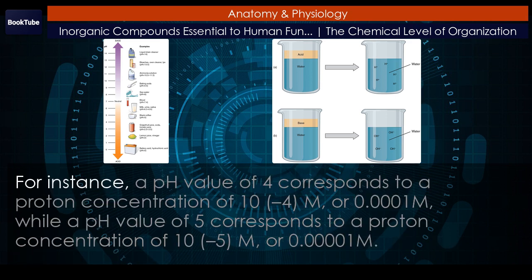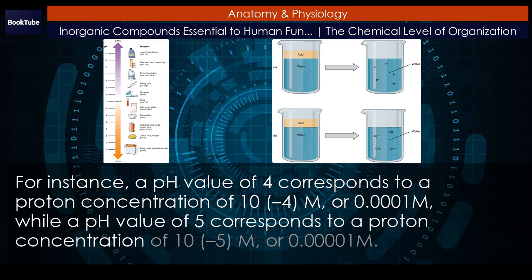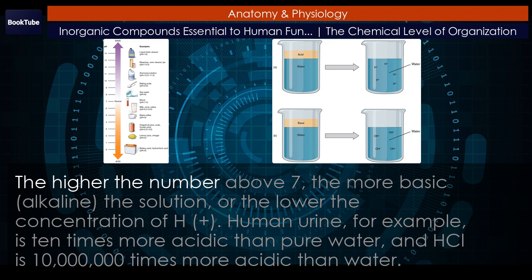For instance, a pH value of 4 corresponds to a proton concentration of 10⁻⁴ M, or 0.0001 M, while a pH value of 5 corresponds to a proton concentration of 10⁻⁵ M, or 0.00001 M. The higher the number above 7, the more basic, alkaline, the solution, or the lower the concentration of H+.